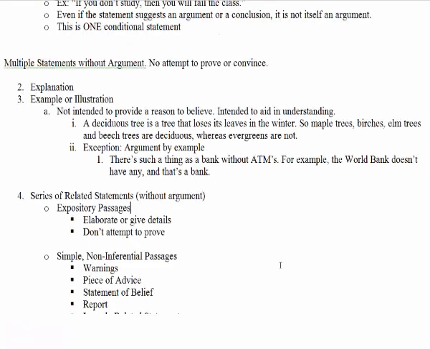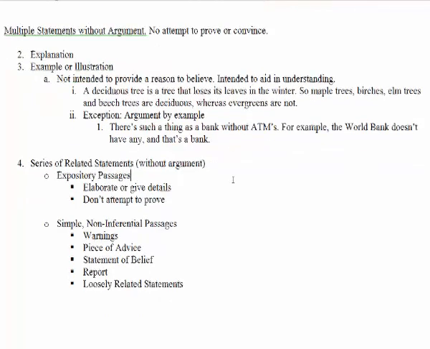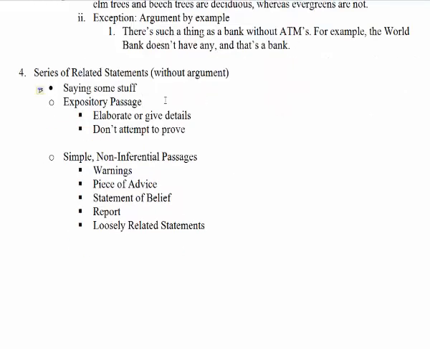These are passages that just tell you some stuff without doing anything special. There isn't anything that's a conclusion they're trying to prove, and they're not explaining anything or giving you an example of anything. So take an expository passage, for example. Instead of a conclusion, an expository passage will usually have a topic sentence, and the rest of the passage will elaborate or give details about the topic sentence.